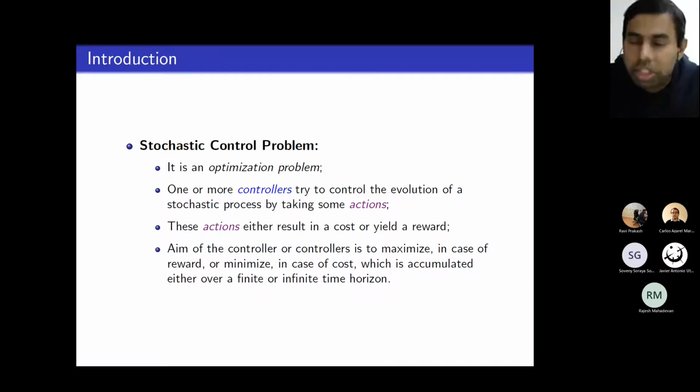The state process is a stochastic process, and the controller, either a single controller or multiple controllers, are trying to control the evolution of the stochastic process by continuously taking some actions. Because of that, it yields either some cost or some reward, and the aim is to maximize in case of reward and minimize in case of cost.